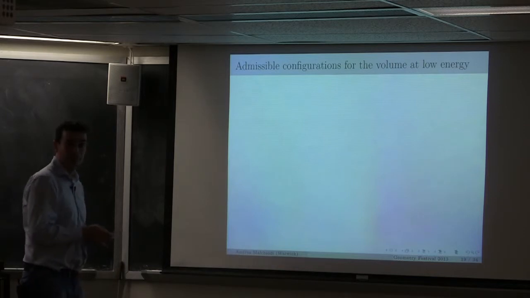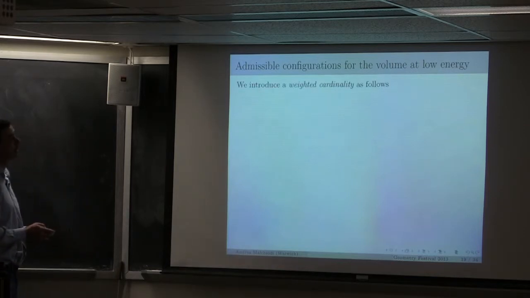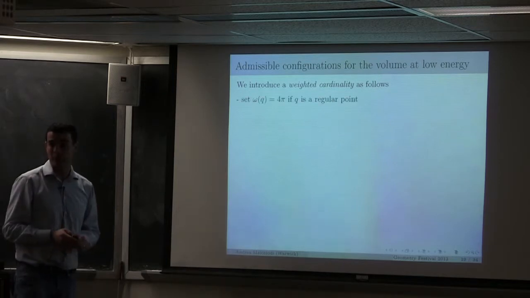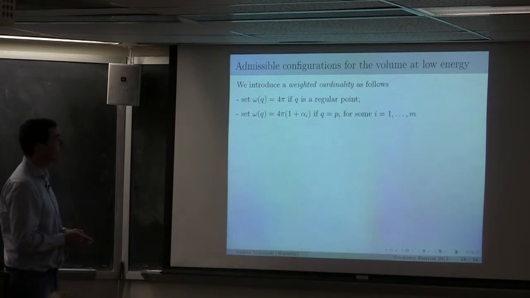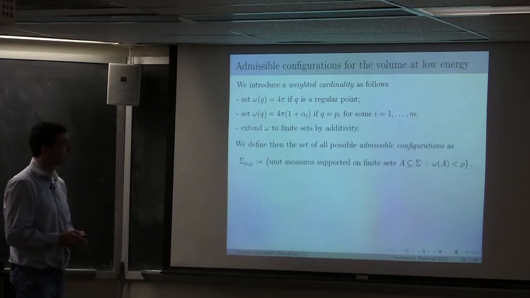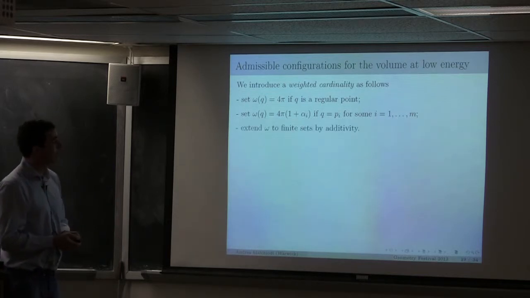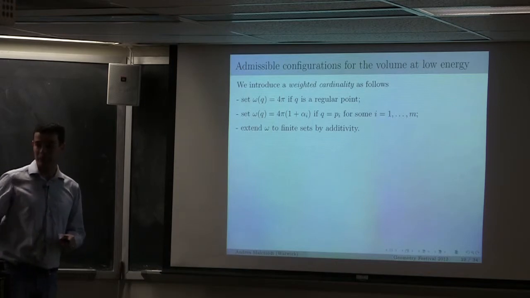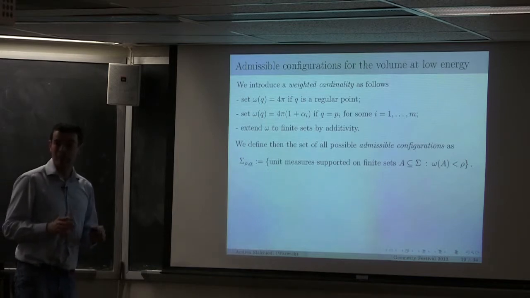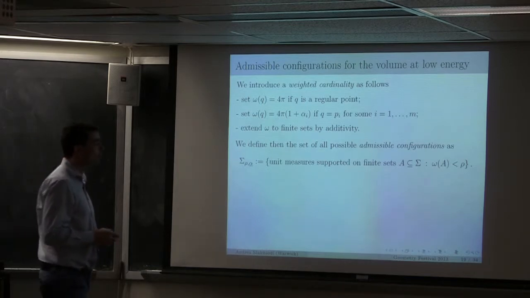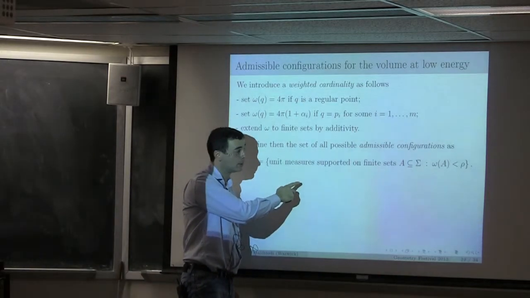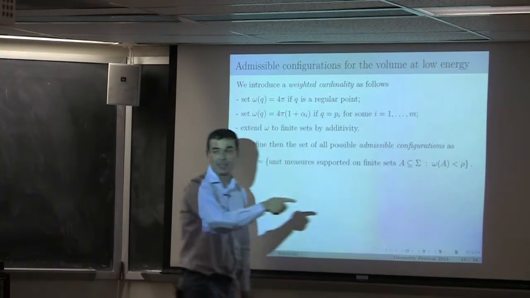Okay, so based on this principle, you can consider a weighted cardinality as follows. You weight a regular point 4π, and you weight a singular point 4π(1+α), depending on the weight at that point. Then you extend this cardinality to finite sets just by additivity. And the set of admissible configurations you would expect would be the unit measures supported on finite sets for which the weighted cardinality is less than ρ.